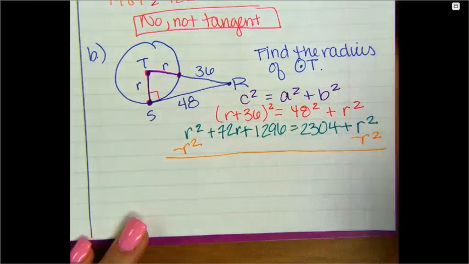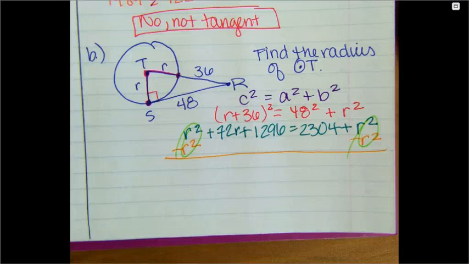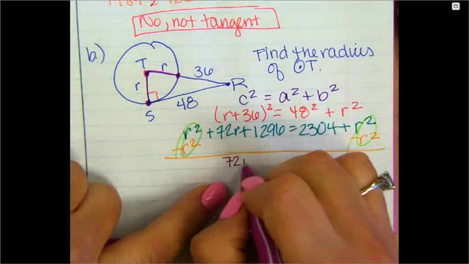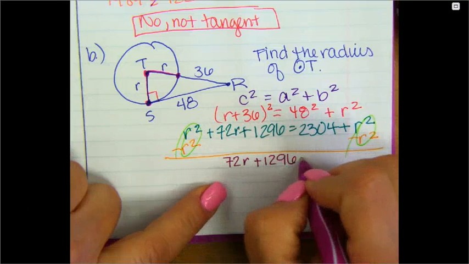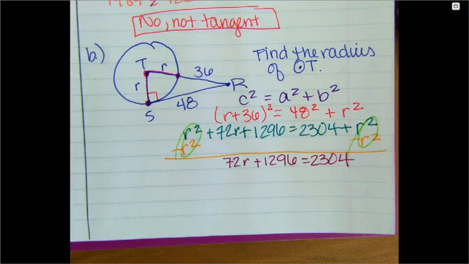Oh, guess what happens? It cancels out, yeah? All right, I'm going to rewrite what's left. I have 72r plus 1,296 equals 2,304. You might want to make a note of this, because I'm not going to do a problem like that today. If you are still with an r squared here, you need to set it equal to 0 on the other side, because then you need to factor.